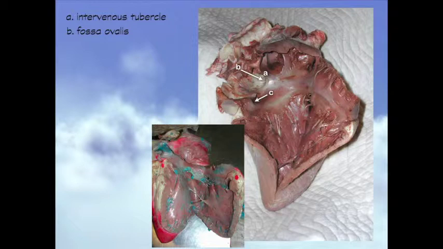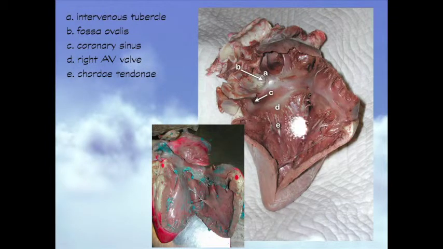If we then go ventrally and just a little more caudally, we have the opening of the coronary sinus. Okay. Then down here at D, between the atrium and the ventricle, we have the right atrioventricular valve. And these tendinous cords that are suspending the valve are the chordae tendineae.